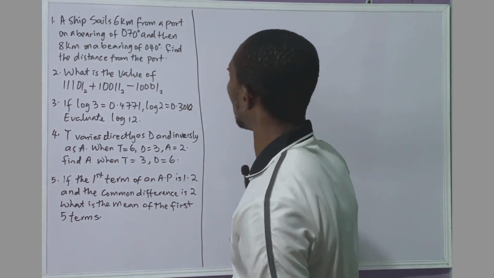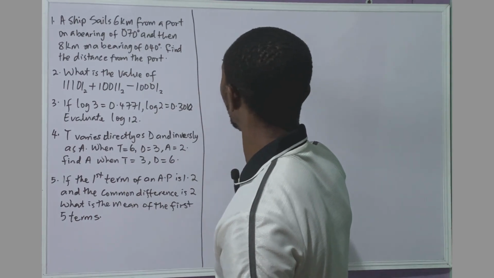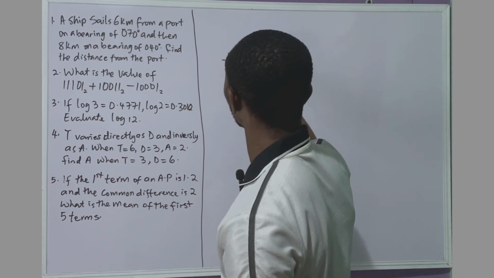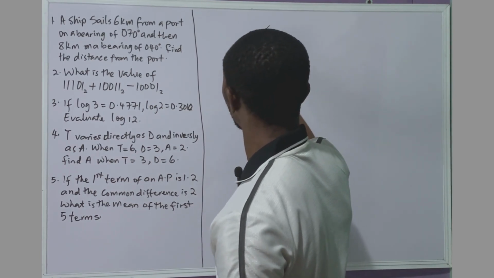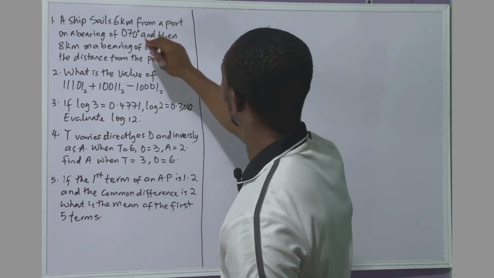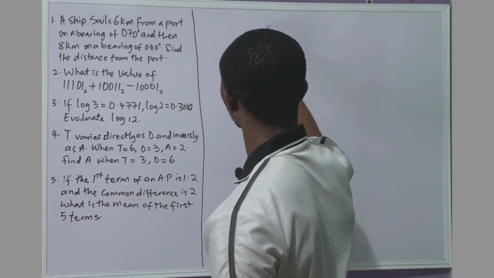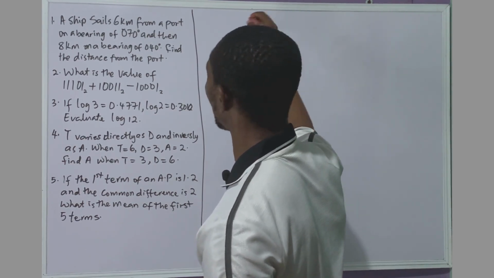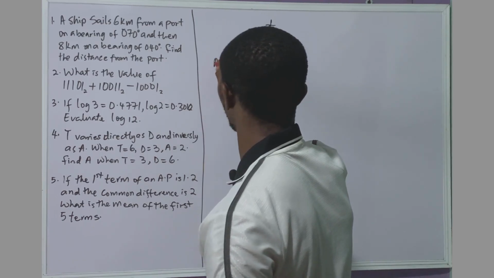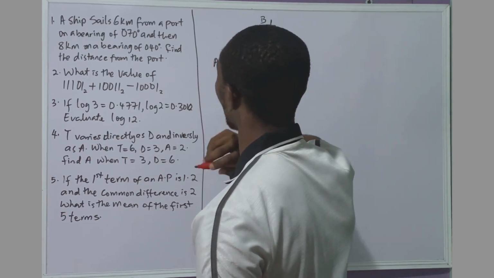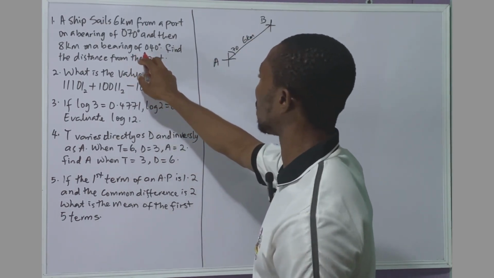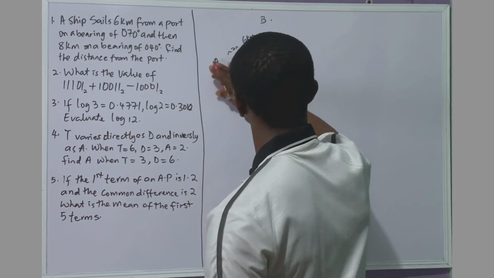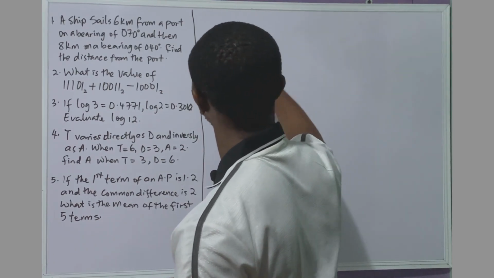Okay, so let's say from point A, it goes at 70 degrees, and it goes 6 kilometers to port B. So A to B is 6 kilometers. And the next thing, it says it goes 40 degrees. Let me reduce this because I'll need it upwards.